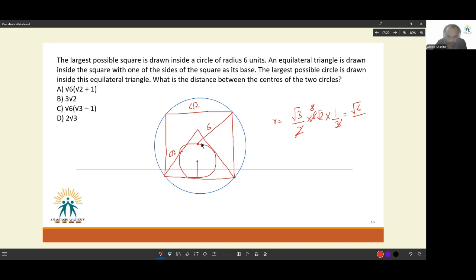Now this length here is half the side of the square. I know the side of the square is, sorry, 6 root 2. So half of that will be 3 root 2. So the distance between the two centers will be 3 root 2 minus root 6. I can write this as under root 18 minus under root 6. I can take root 6 out common, and I'll be left with root 3 minus 1. So option C will be the right answer.